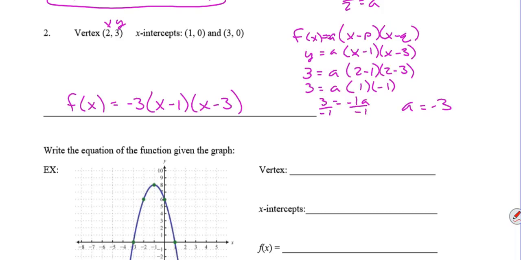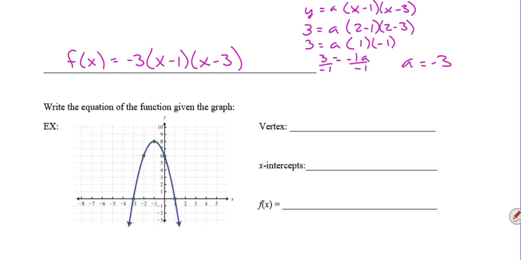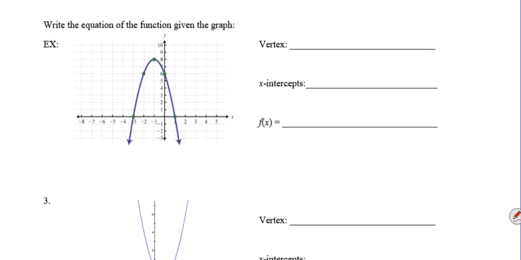Okay, so here's the answer for number 2. Hopefully you didn't find that to be too difficult. The last thing we're going to talk about here are writing the equation of the function given a graph. So we're just going to analyze the graph. What's our vertex? Be -1, 8. The x-intercepts are -3, 0, and 1, 0.